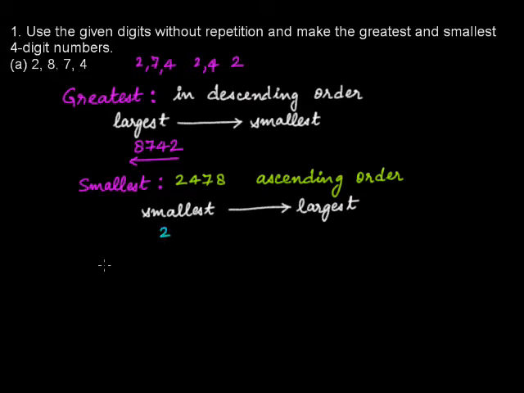Write 2 here. We are left with 8, 7 and 4. Which one is the smallest now among 8, 7 and 4? Of course 4. Write 4 here. We are left with 8 and 7. Which one is the smallest now among 8 and 7? 7. We are left with 8, and therefore write it here. Okay, so you see this one and this one are the same.